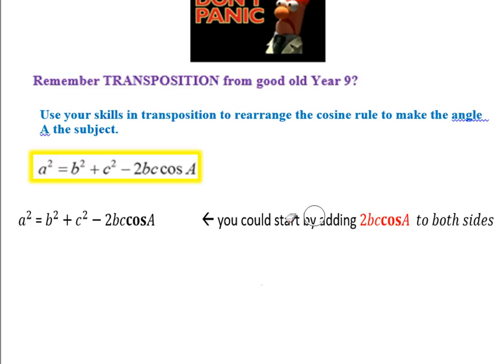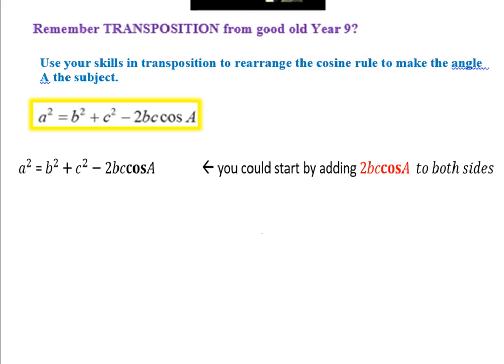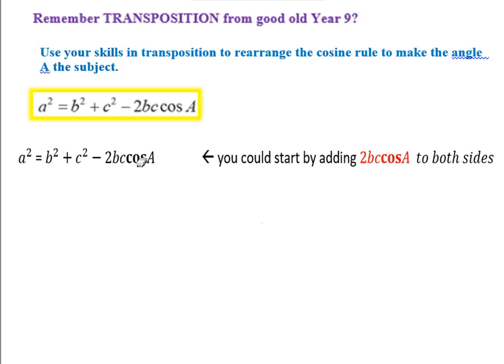And on the next line, I'll show you what I mean by that. So you could start by adding 2bc cos A to both sides, because that will make the term that has your subject in it a positive. I personally find that very helpful.